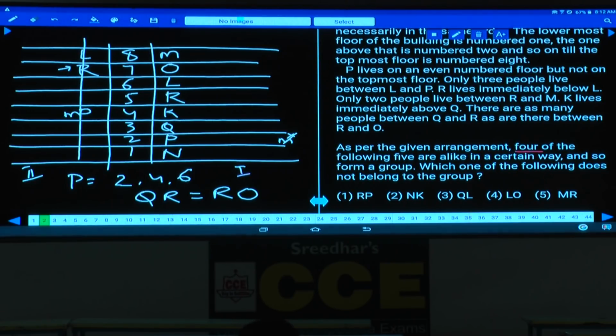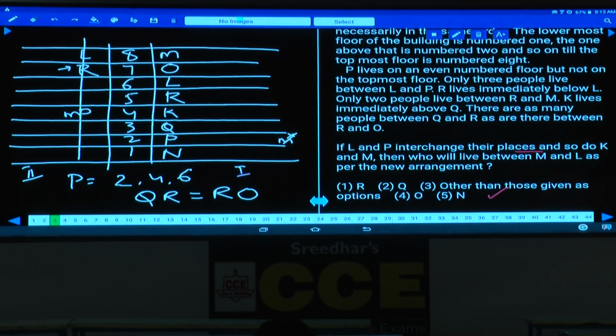Between N and K again there are 2 persons. Between Q and L, how many persons are there? There are exactly 2 persons in between Q and L. L and O are adjacent to each other. And between M and R, there are exactly 2 persons, except in choice 4. And in the remaining choices, there are 2 persons between these 2 persons. But whereas in choice 4, these 2 persons are adjacent to each other.